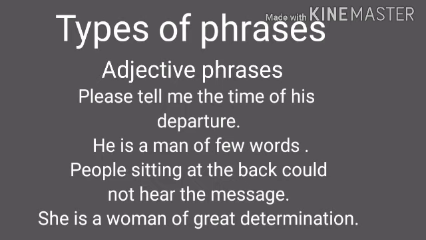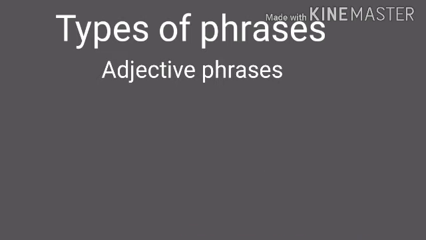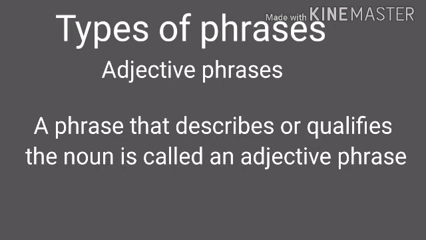My dear students, the underlined phrases describe or qualify the nouns time, man, people, and woman. So, in short, we can say a phrase that describes or qualifies the noun is called an adjective phrase. I repeat, a phrase that describes or qualifies the noun is called an adjective phrase.